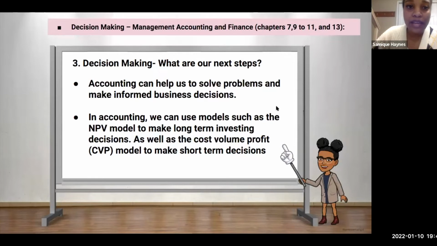The next role is decision making. So what are our next steps? Accounting can help us to solve problems and make informed business decisions. There are a bunch of models that you don't really have to worry about right now that we can use in order to help us make those short-term decisions. Okay.